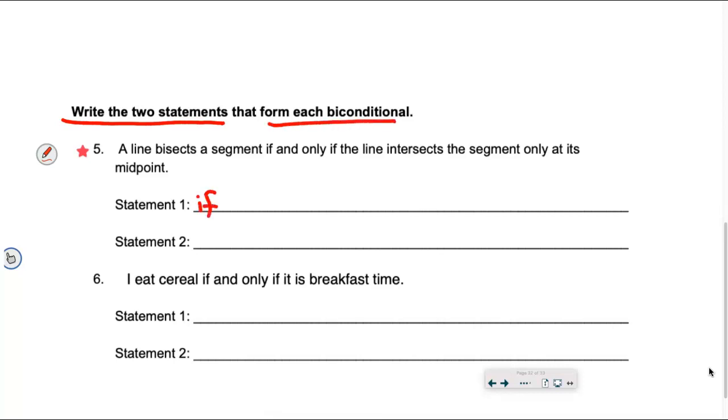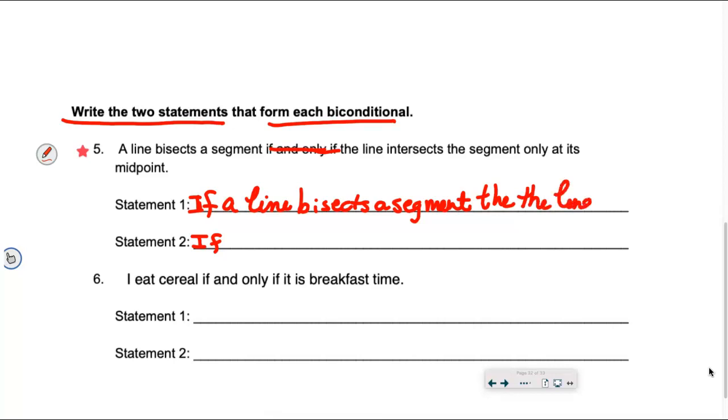So I'm going to have two if-then statements that I'm going to write. A line bisects a segment. So I'm going to say if a line bisects, because this is where we chuck the if and only if. If a line bisects a segment, then it intersects the segment only at its midpoint. Pause the video and finish writing the sentence out. I don't need to. I'm just making sure you understand the directions.